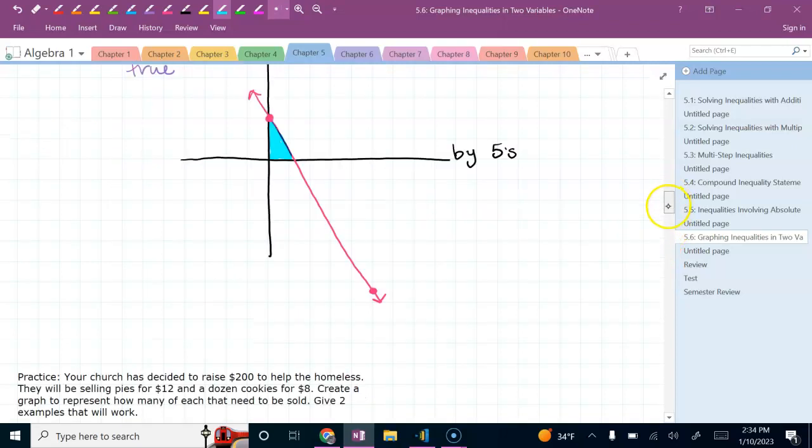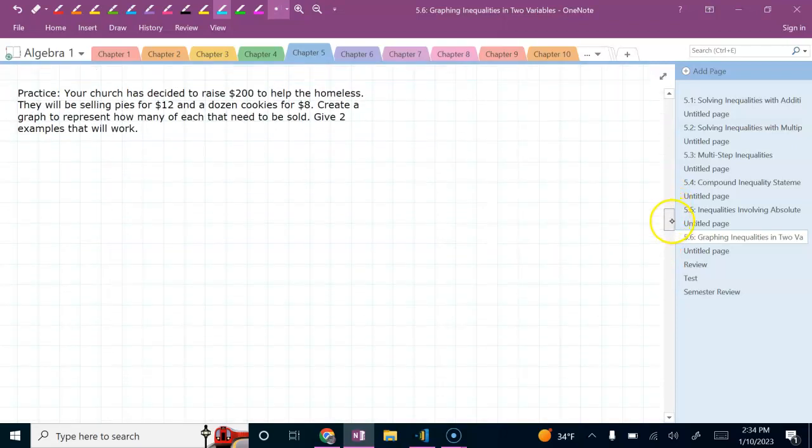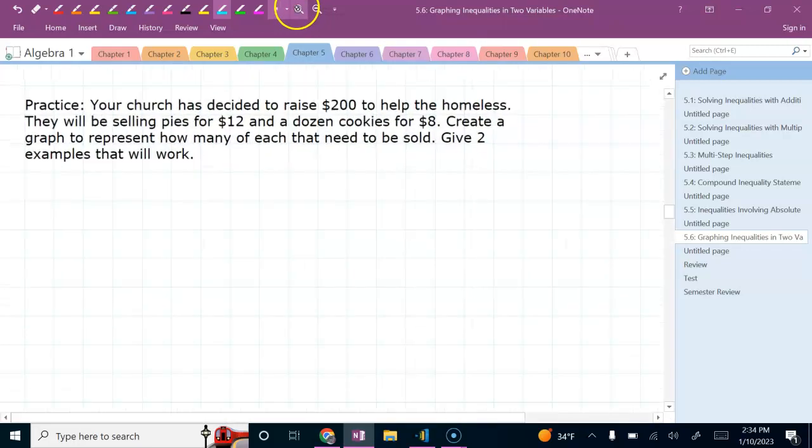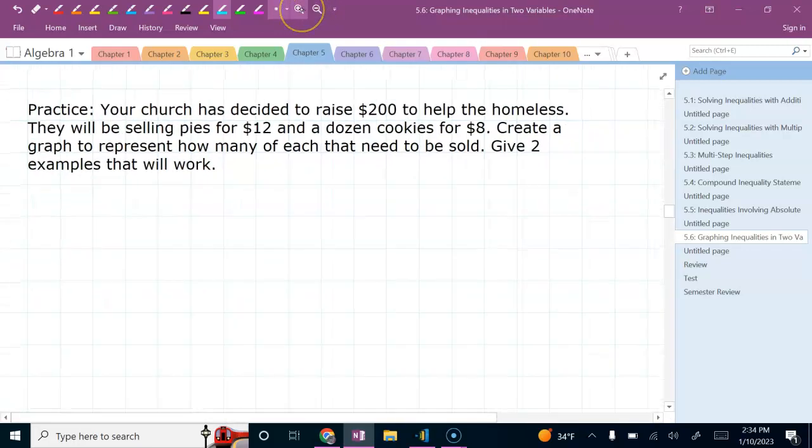So on the next page here, there's a practice problem. And I want you to pause the video, try to write out your equation and graph it here, and see if you can figure this one out.